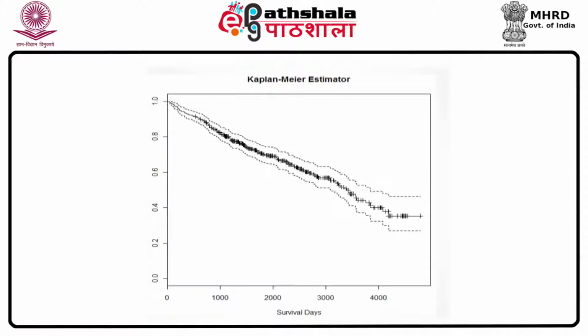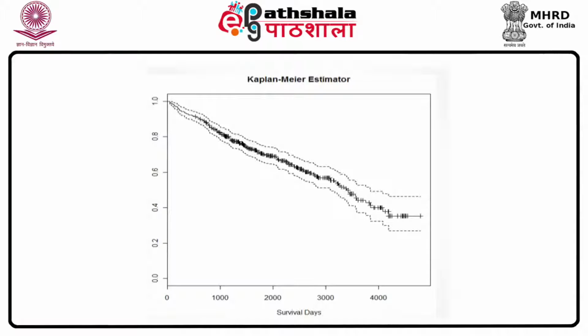So what are the kind of questions we might be interested in analyzing in this dataset? The first is we would want to get an idea of the typical survival experience of each patient. So here is a very common name which will come again and again in survival analysis, called the Kaplan-Meier estimator.